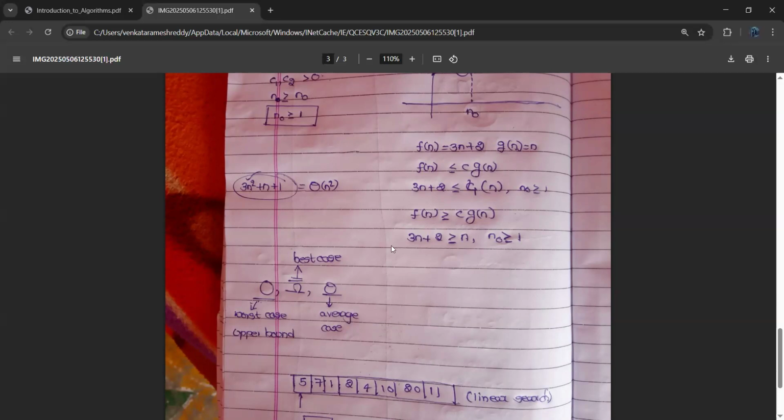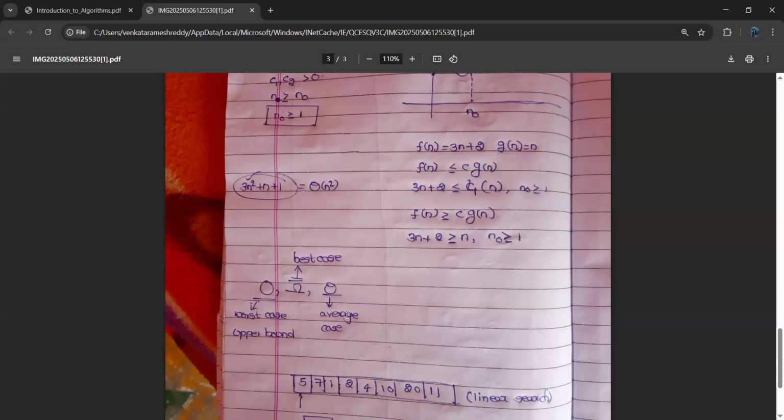We also have big omega. What does big omega represent? It represents the best case. It means we cannot go beyond this limit. If we go beyond this limit, it will become the worst case. Up to this limit only, it will be the best case. Next one, big theta. What does big theta represent? It represents the average case. So these are the time complexities.